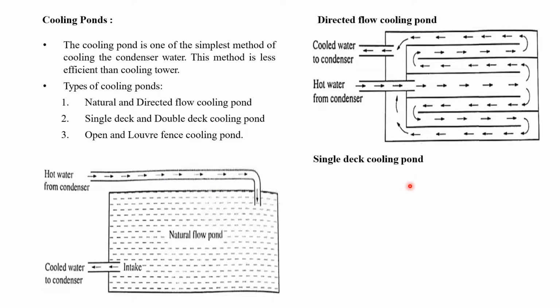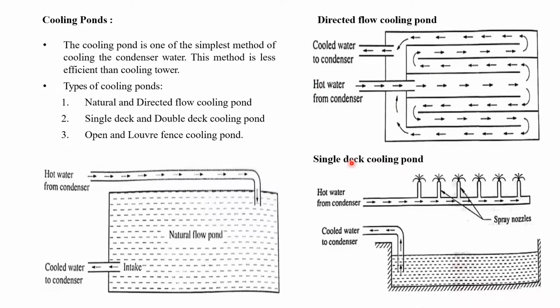In the single deck cooling pond, by means of the direction of flow, the water gets cooled. In the single deck cooling pond, you are seeing the hot water from the condenser coming in through spray nozzles, as we saw in one of the examples. So at the top, upward of the spray nozzles, while falling down, the water gets cooled with the help of air, and falls into the cooling pond, and that cold water is taken with the help of a pump to the condenser. So this is a single deck. Again, double deck means double pond, and the same principle. And in this way, the cooling ponds work.